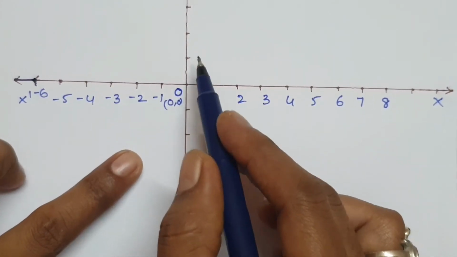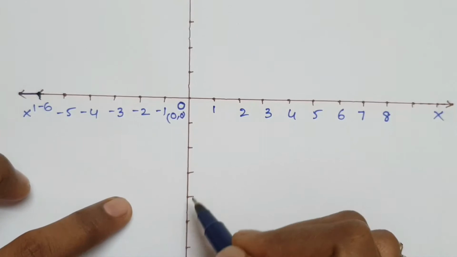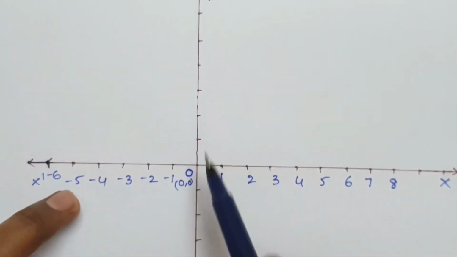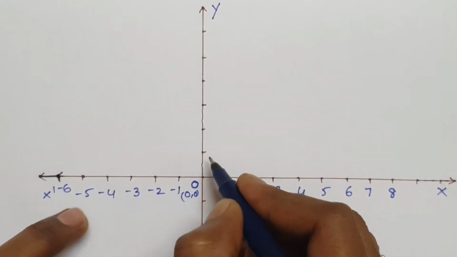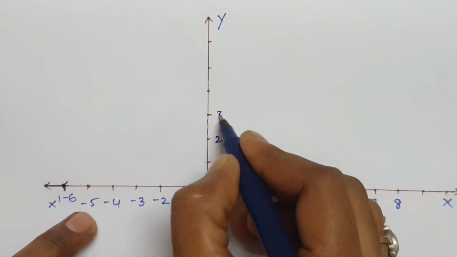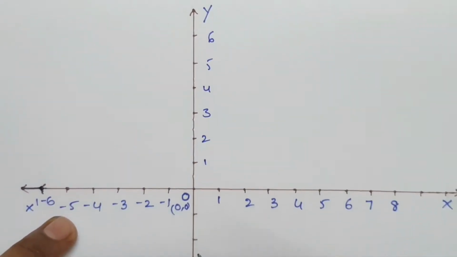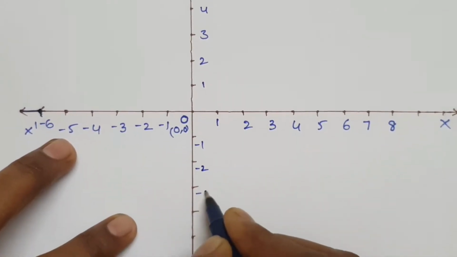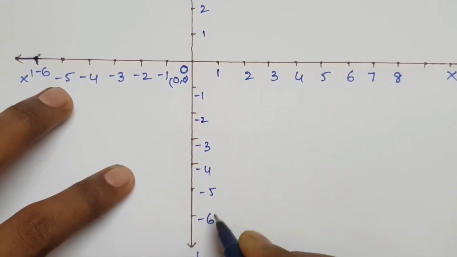From the origin upward are all positive integers, and below are negative integers. OY is the positive side and OY' is the negative side: 1, 2, 3, 4, 5, 6. From the origin downward are negative integers: minus 1, minus 2, minus 3, minus 4, minus 5, minus 6.